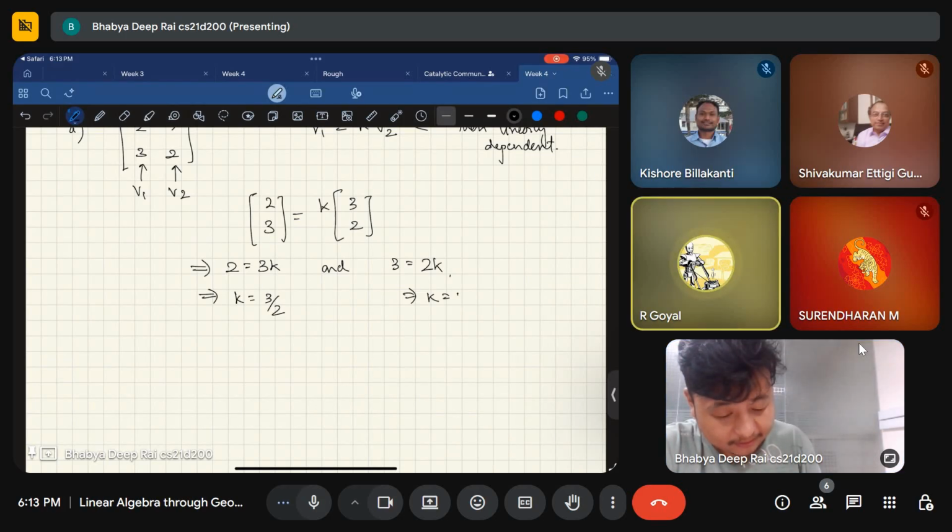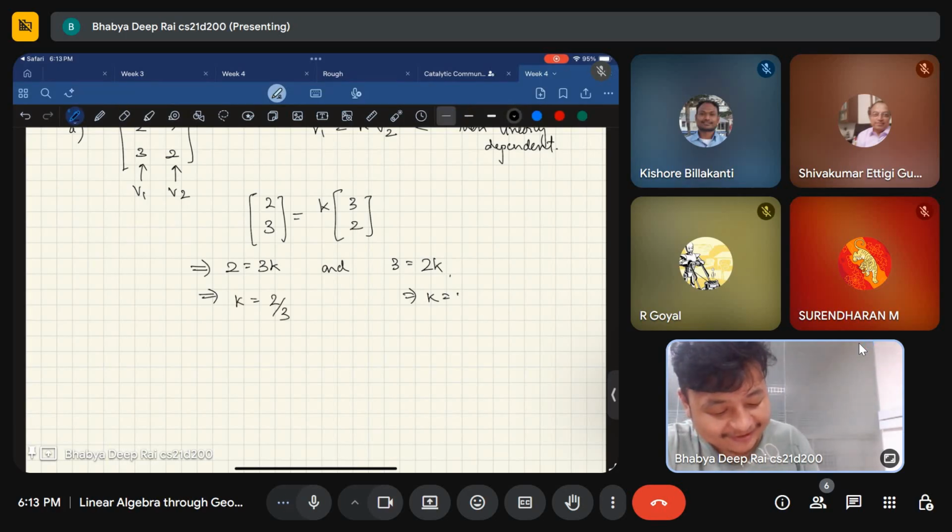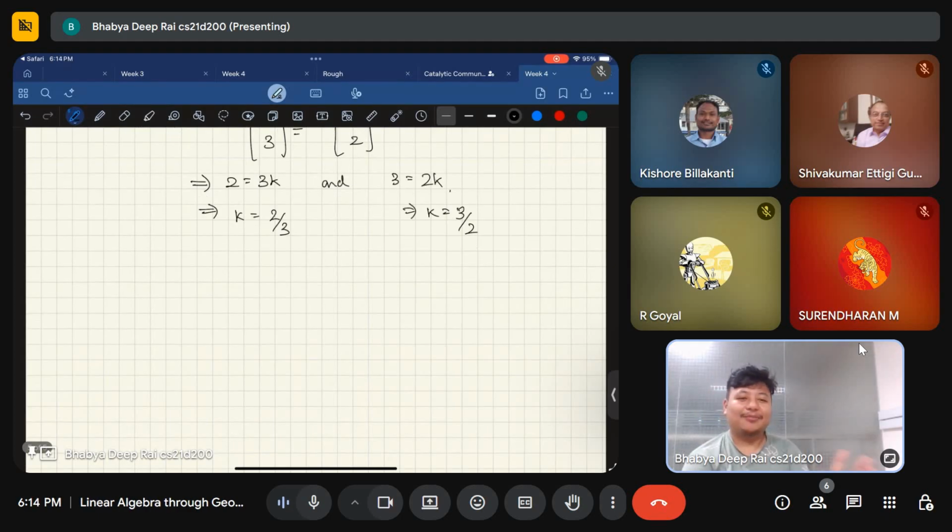So in the first case, that would be 2 by 3. 2 by 3, yeah. 3k, 3k. First one. Okay, yeah, 2 by 3. And here k is equal to 3 by 2. Right? So they don't match, but we want just a single point of intersection, right? And this is one way to interpret it.